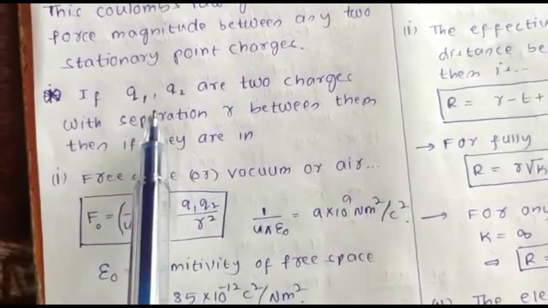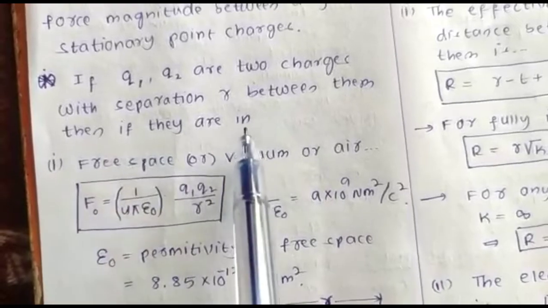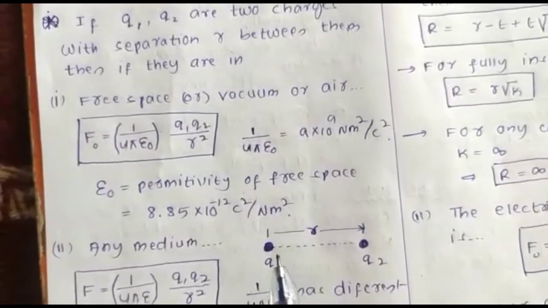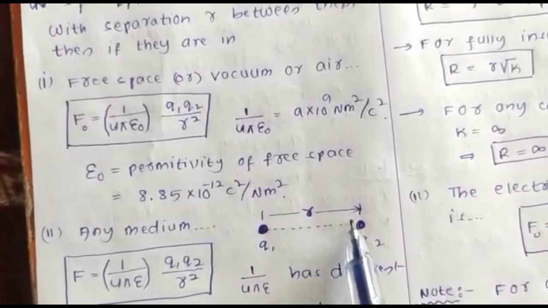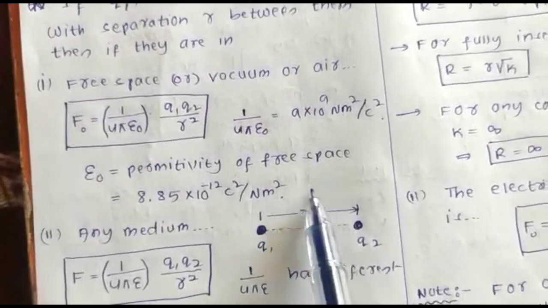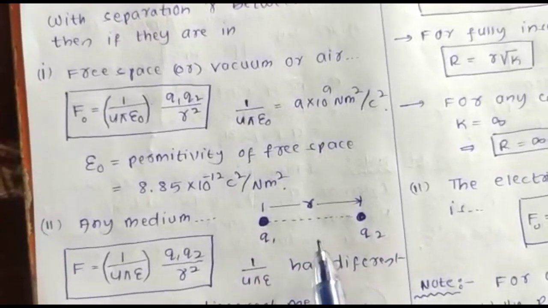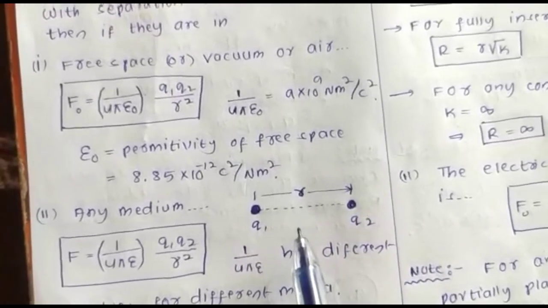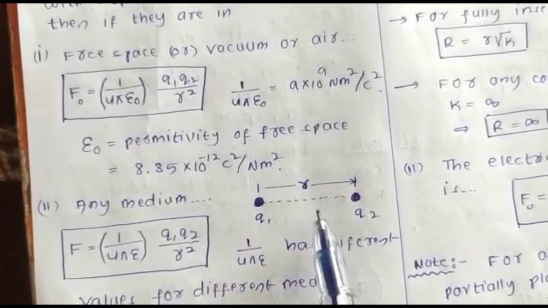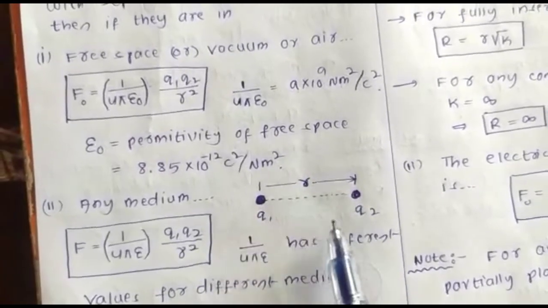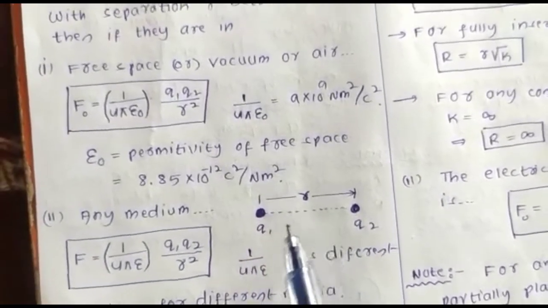Let us consider Q1 and Q2 as two charges with a separation r between them. The electric force of attraction or repulsion between these two charges depends on two important properties. One is the units we use, whether SI units or CGS units, and also the medium between the two charges, that is, whether they are present in vacuum or in any other medium.